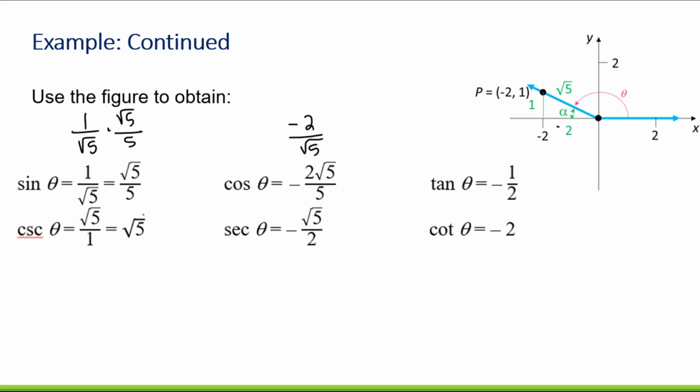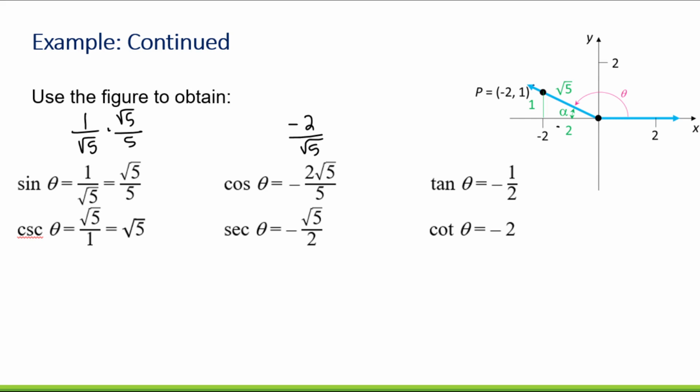And so we can use reciprocal identities to find the cosecant of theta. That's the reciprocal of sine theta. That would be root 5 over 1, which is square root 5. Secant theta is the reciprocal of -2 over root 5, and that would be a negative square root 5 over 2.